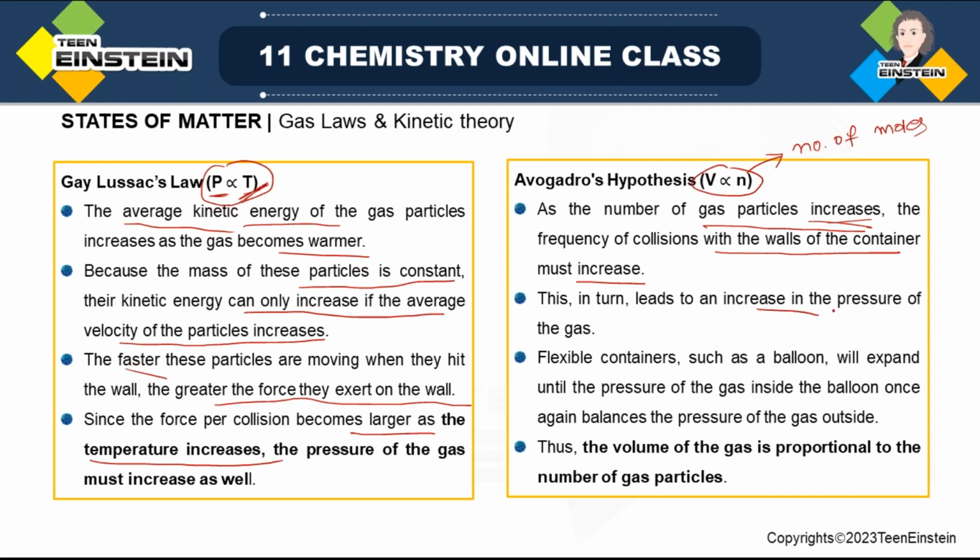Now this in turn leads to an increase in pressure of the gas. If it is a flexible container such as a balloon, because it is elastic in nature, it will expand until the pressure of the gas inside the balloon once again balances the pressure of the gas outside. We have fixed the pressure and temperature, so when you increase the number of gas particles, there will be a tendency for pressure to increase, but it cannot increase because we have to keep it fixed.